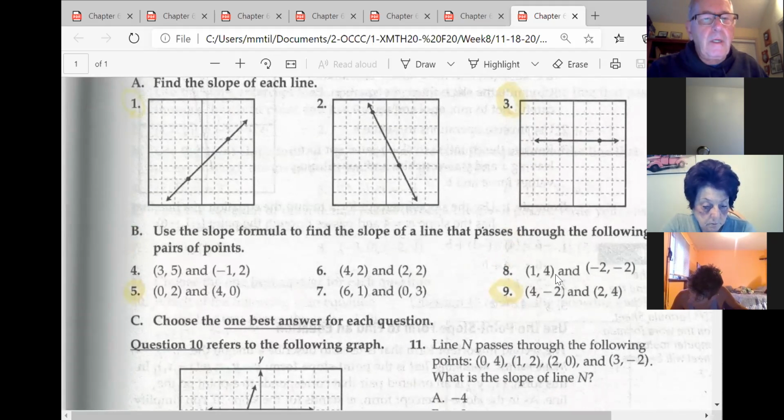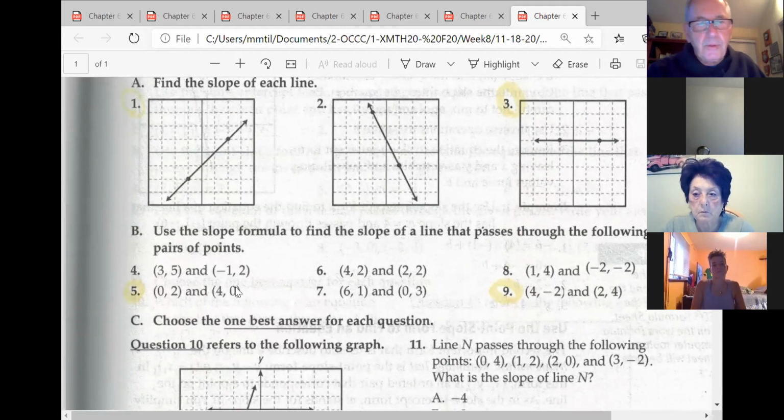That's what that was all about. And here, all these pairs, we're just using that slope formula to determine what the slope is. Again, it's y2 minus y1 over x2 minus x1.